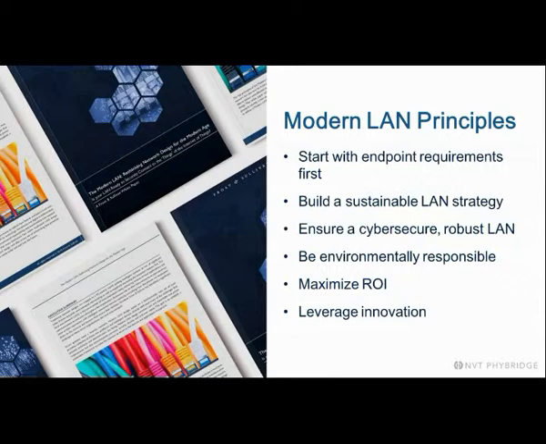Obviously, when you're building your network, never compromise security and ensure you're building a secure, robust network. Be environmentally responsible during that modernization, meaning to the extent you have the ability to leverage what you already have that's proven, try to leverage that if you can. Always keep an eye on your ROI. Maximize that return on investment and ensure that you're allocating your investments in the right area, and then leverage innovation.